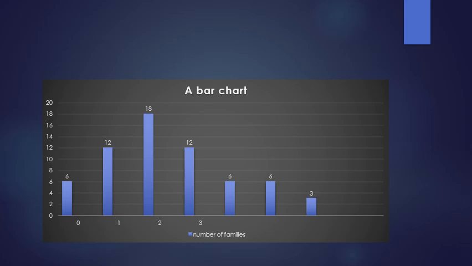Finally, we illustrate the previous table using bar charts. Each bar represents the number of families for each number of children. This allows a clear visual comparison of the distribution.